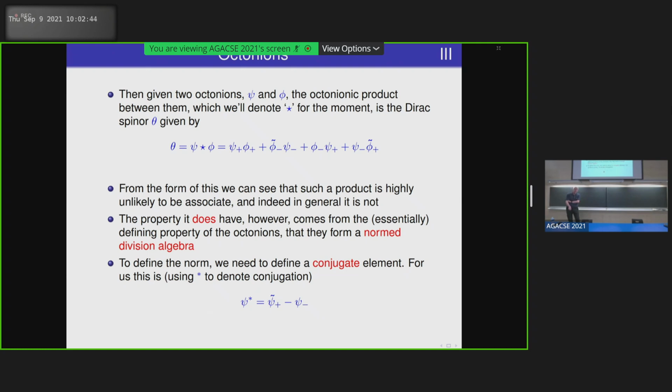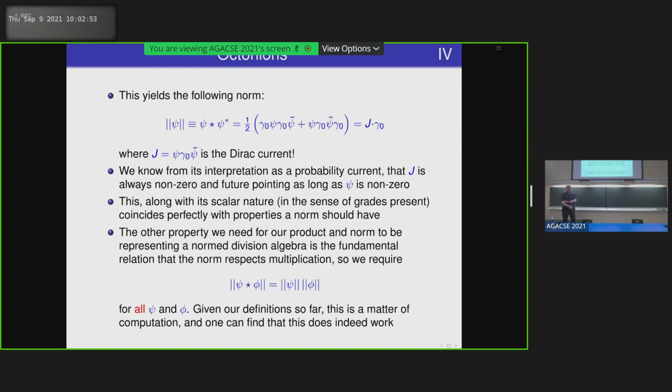So it turns out that psi conjugated in an octonionic sense is psi plus reverse minus psi minus. And that yields the following norm. And this is the bit I found really surprising and is extremely interesting. The norm is mod of psi, the octonionic product of psi with the conjugate thing. You work it out, and it comes to j dot gamma naught, where j is the Dirac current.